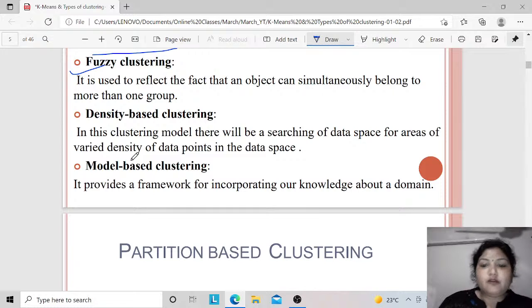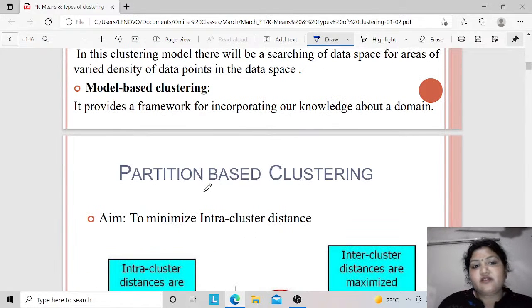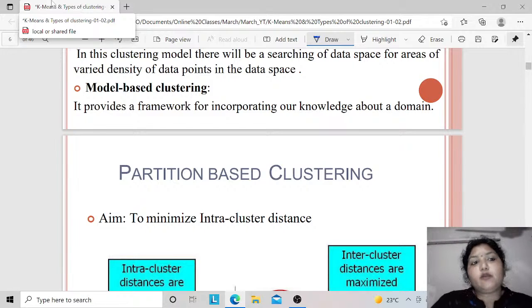Then we have model based clustering. Model based clustering basically provides only the framework for incorporating knowledge about a domain. So it is basically a framework, or you may say it is specific to a particular domain. It talks about like this, right?